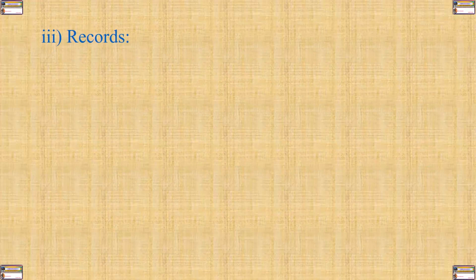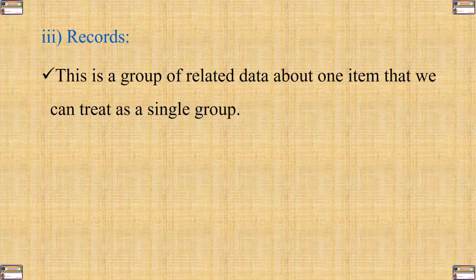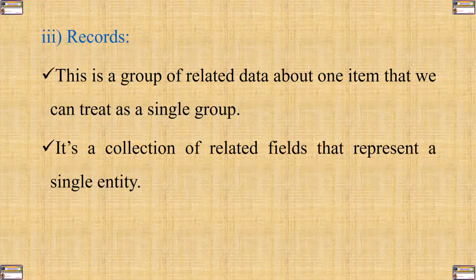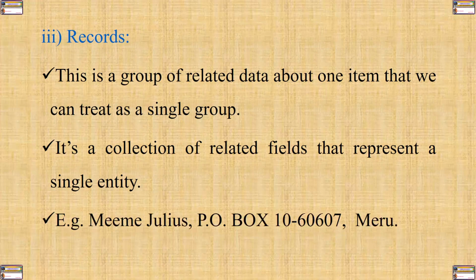The third is called records. A record is a group of related data about one item that we can treat as a single group. It is a collection of related fields that represent a single entity. For example, if you have details like name and Julius, PO Box 10, code 60607, Meru, then that is a record. So this record is composed of several fields.